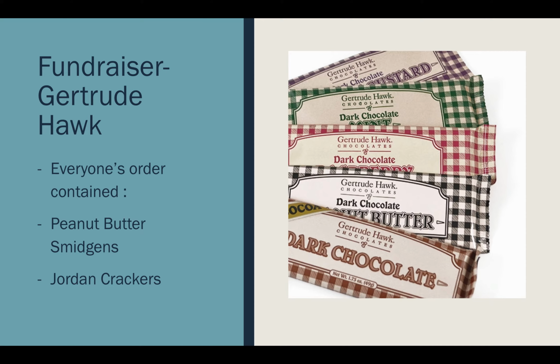Once all the orders came in, I took a quick peek through them, and I noticed that all of the orders had peanut butter smidgens and also Jordan crackers. Once I realized this, I understood that it was something that all of the orders shared in common. When I got all the candy in, since there were a lot of orders, it was best to separate the candy by pulling out peanut butter smidgens and Jordan crackers and starting each order with these items. Once that was done, then I was able to look through the list and continue my orders.